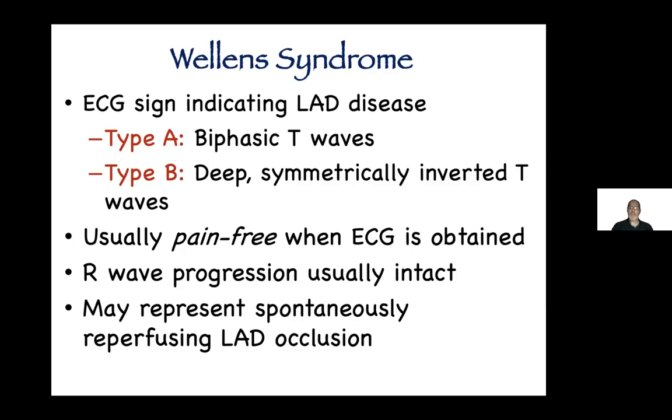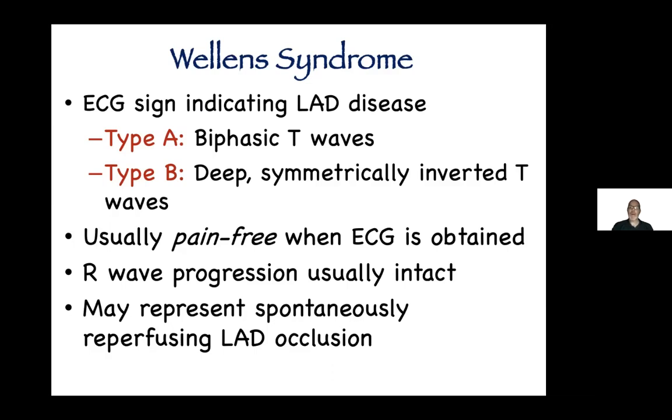These patients don't necessarily automatically go to the cath lab. Sometimes they watch them. But when you see this pattern, you often see it when the patient is not complaining of pain. So they have a history of chest pain, but by the time you get to them, their pain's resolved. And the abnormality here with Wellen syndrome is not in the ST segment, it's in the T waves.